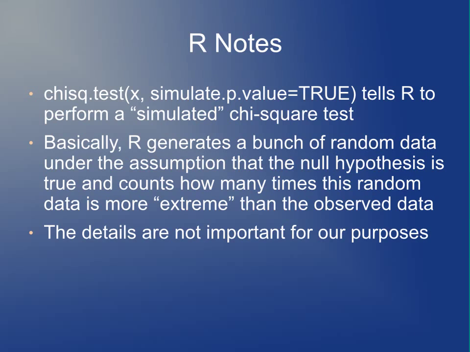So what did we do exactly when we added that parameter? Well, simulate.p.value tells R that rather than using normal distribution theory to find the cutoff values for chi-square.test, it should do a simulated chi-square test. I won't go into the details of how it does that. But the basic idea is that R generates a bunch of random data under the assumption the null hypothesis is true, and then counts how many times this random data produces test statistics that are more extreme than what we got using the observed data. You don't need to worry about the details for this class.